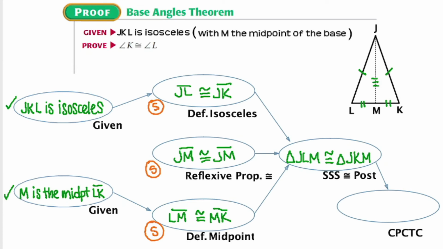You guys, now that I know that those triangles are congruent to each other, I can say that all of their corresponding sides and all of their corresponding angles are congruent. And so I can hit my punchline that angle K from this triangle and angle L from this triangle are congruent to each other. And those were my base angles of that big triangle. So I just proved the base angles theorem will always work. And I used a little CPCTC.